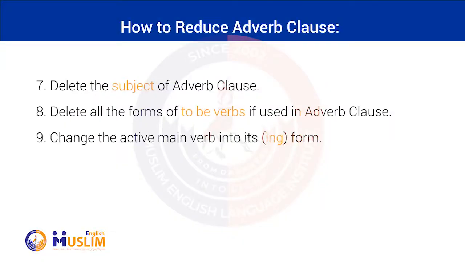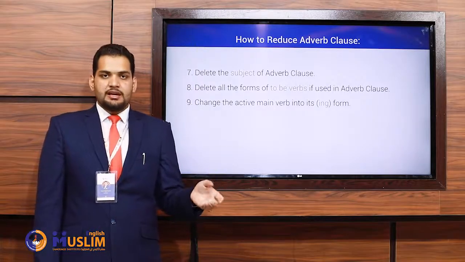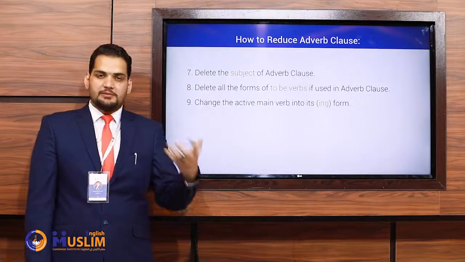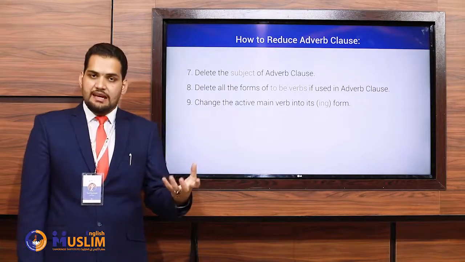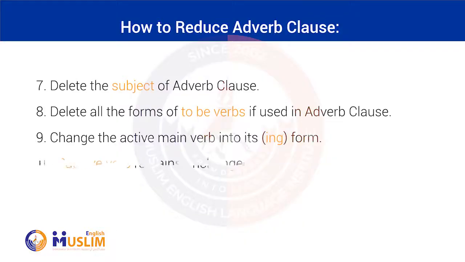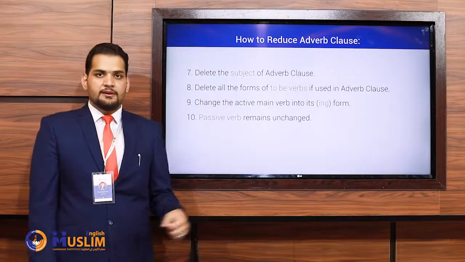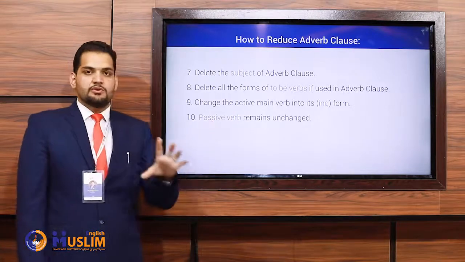Number nine, change the active main verb into its ing form. If you do not have a to be verb, if there is another main verb like play, watch, or dance, just change it to ing form. Number 10, passive verb remains unchanged. Just like we studied in reduction of adjective clauses, the passive form of the verb remains the same.